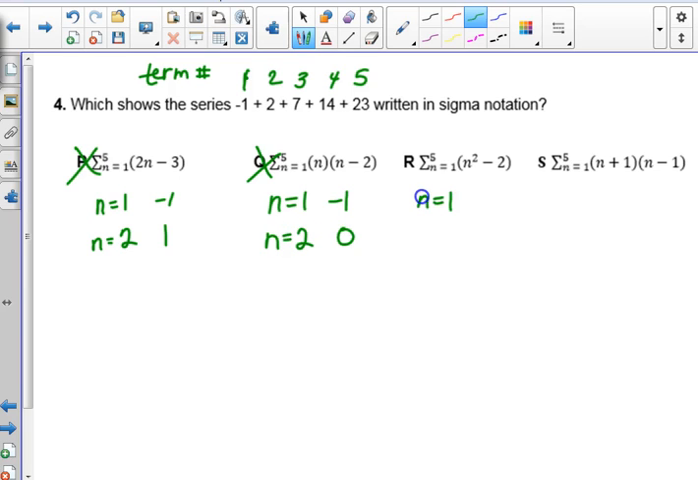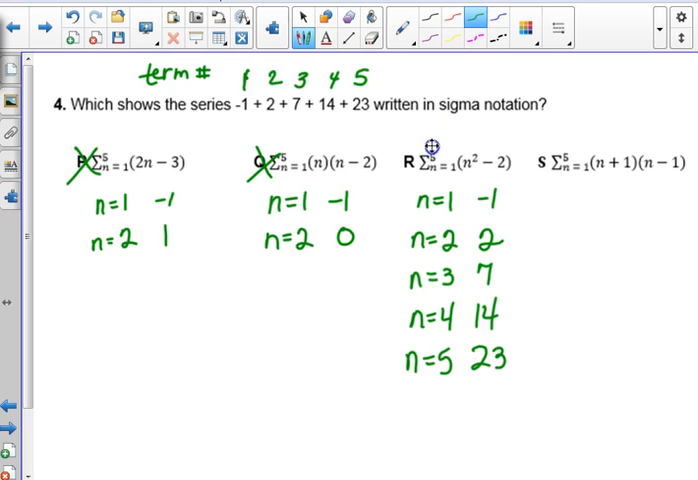If I put in a 1, 1 squared minus 1 is -1. If I put in a 2, 2 squared is 4, minus 2 is 2. 3 squared would be 9, minus 2 is 7. 4 squared is 16, minus 2 is 14. And 5 squared, 25, minus 2 is 23. And it has a sum up here that says from terms 1 through 5, which is what this is, right? So that one seems okay.